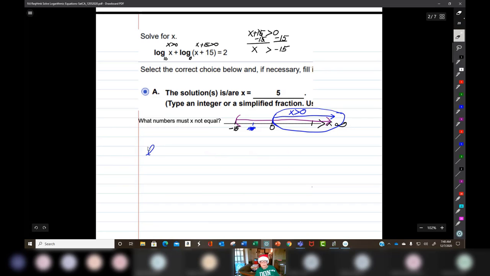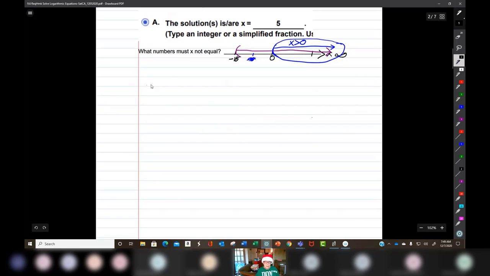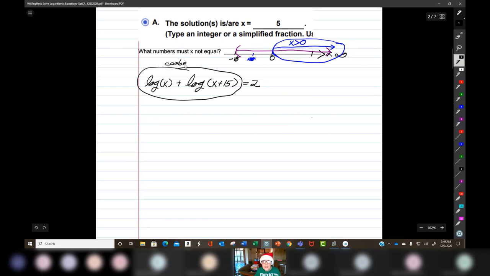Let me go to black here, easier to see. Log x plus log of x plus 15 equals 2. First, I can only solve this if I have the log of something equals 2. Right now, I have the log of something plus the log of something equals 2. I can't solve that yet. I have to combine these two log expressions.